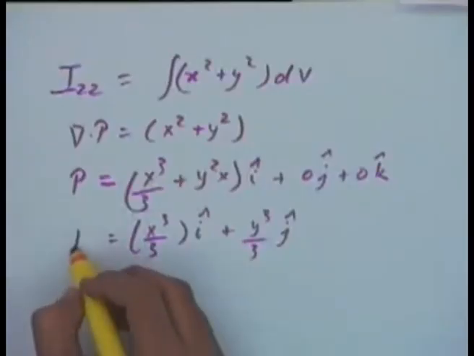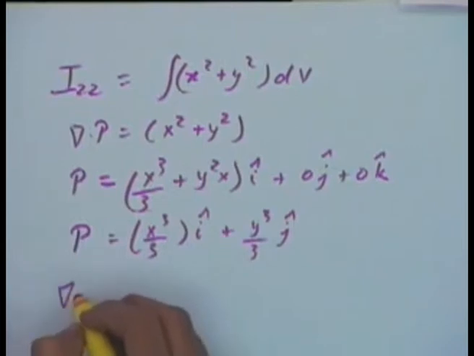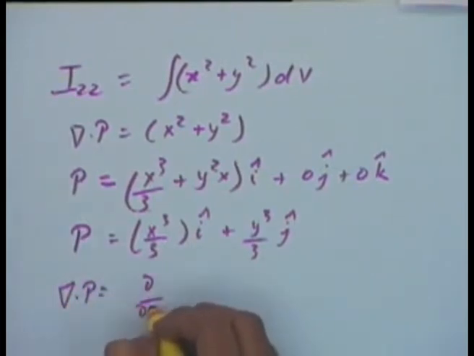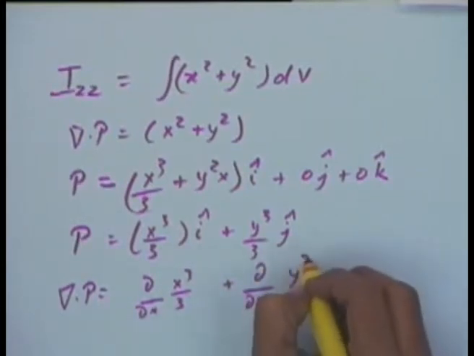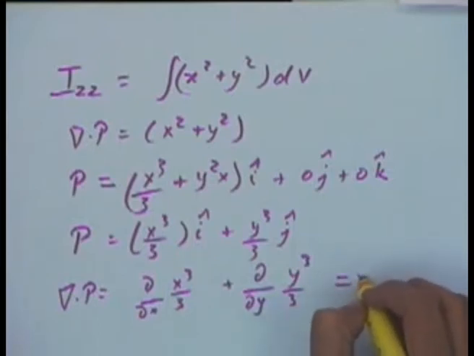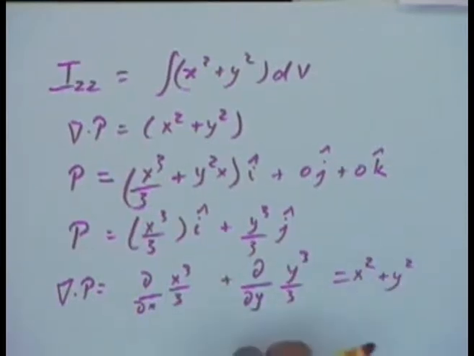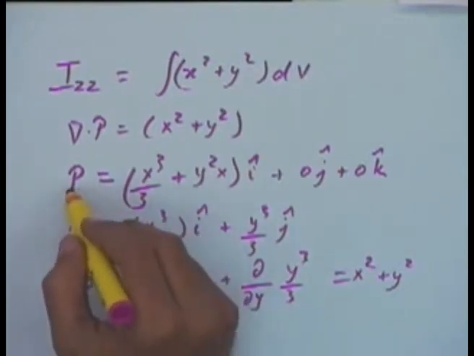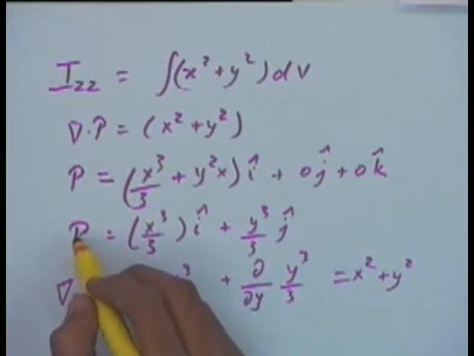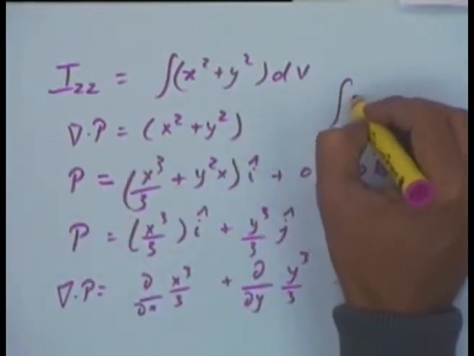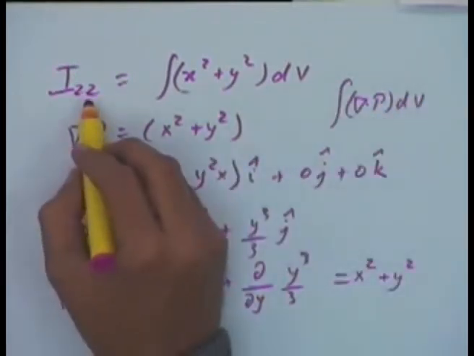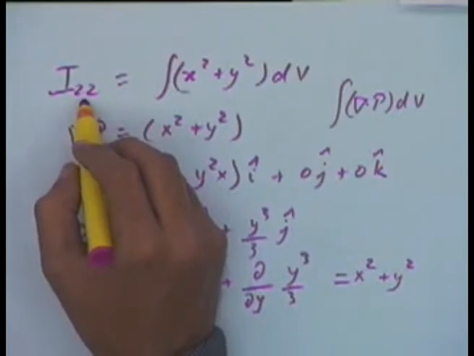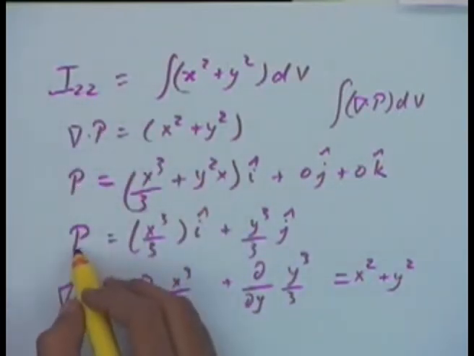Okay, let's say if I am taking p to be equal to this, my del dot p is equal to del by del x of x cube by 3 plus del by del y of y cube by 3, which is equal to x squared plus y squared. So whether I take this p or whether I take this p, evaluating the integral del dot p dv will still give me the same moment of inertia I z. The choice of this function p or this field p is not unique.